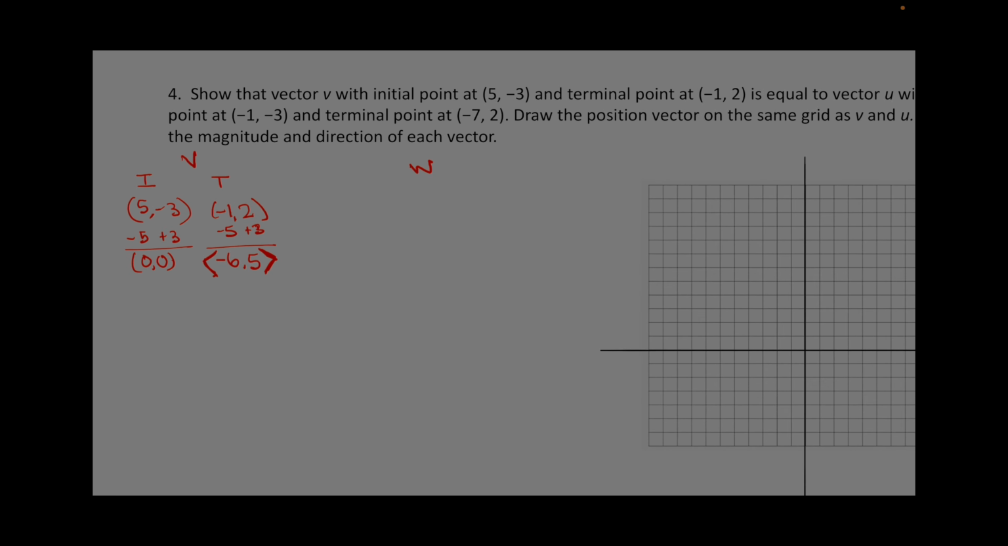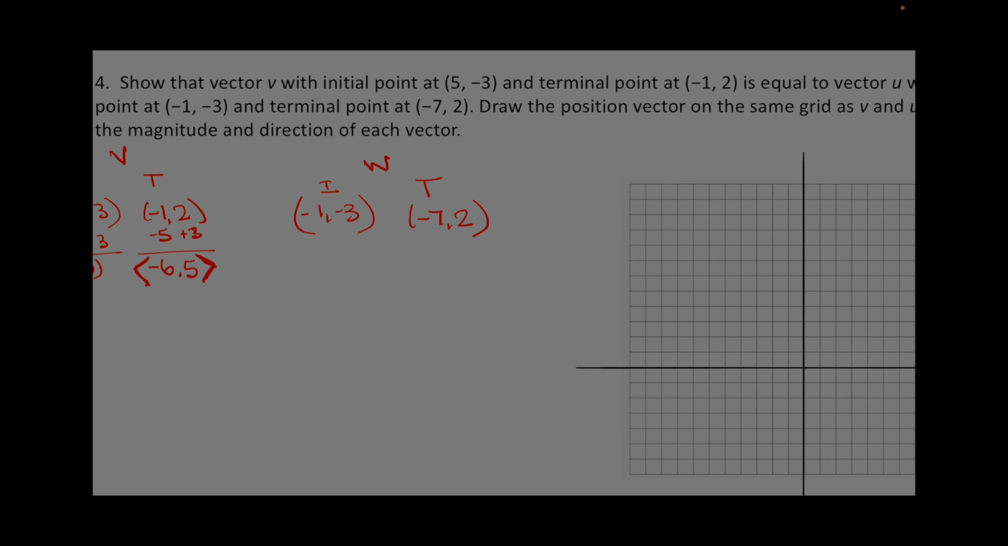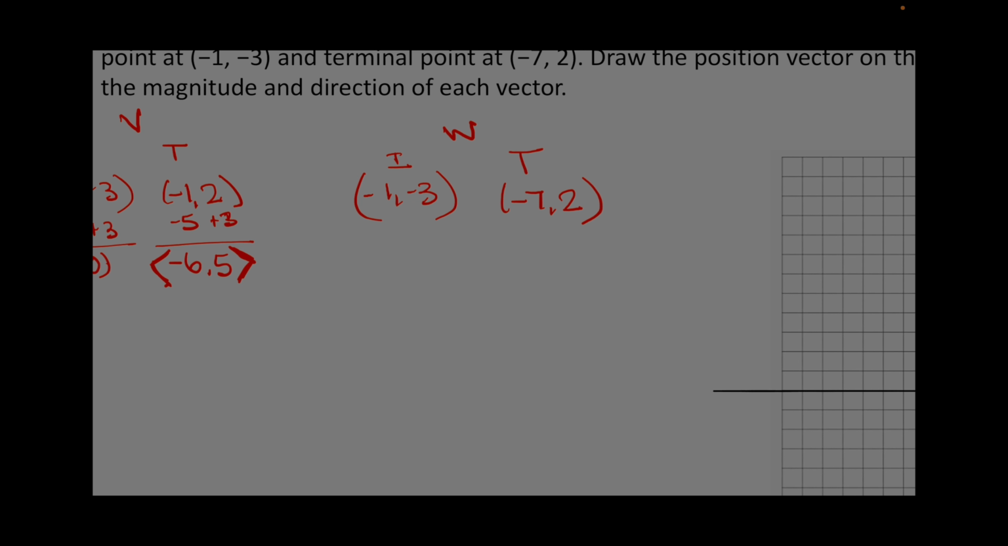All right, the second vector that we're looking at has an initial point, we'll call it I, of -1, -3, and a terminal point, we'll call it T, of -7, 2. Same thing, I'm going to change it so it's a position vector. So I'm going to slide it right 1 and up 3. So if you move the first point that much, you have to move the second one. So now it starts at 0, 0, and it ends at -6, 5.